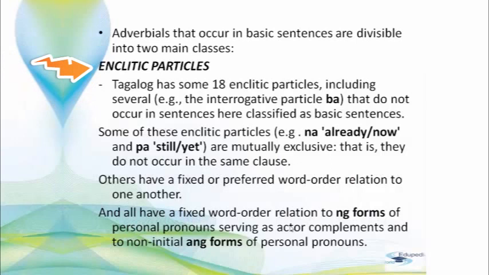Enclitic particles number 18 in Tagalog, including several, like the interrogative particle ba, that do not occur in the sentences here classified as basic sentences. Some of these enclitic particles, for example, na, which is "already" or "now," and pa, which is "still" or "yet," are mutually exclusive, that is, they do not occur in the same clause. Others have a fixed or preferred word order relation to one another, and all have a fixed word order relation to noun forms of personal pronouns serving as actor complements and to non-initial ang forms of personal pronouns.